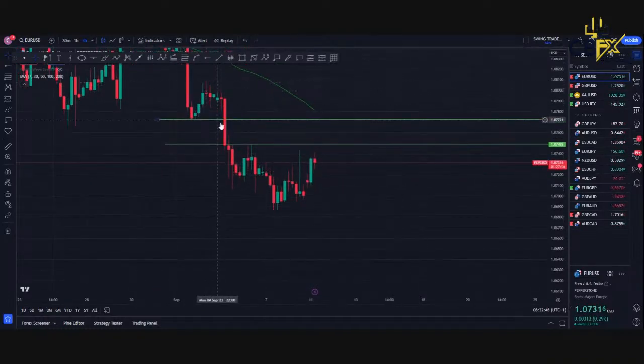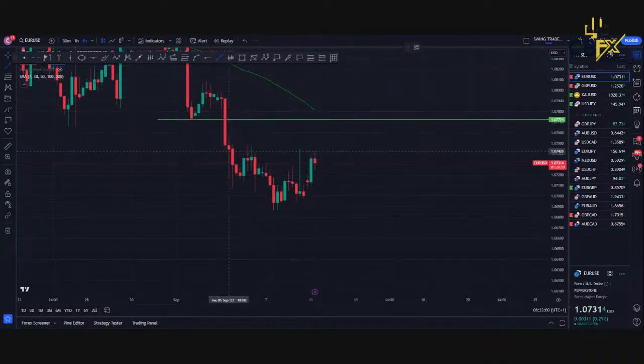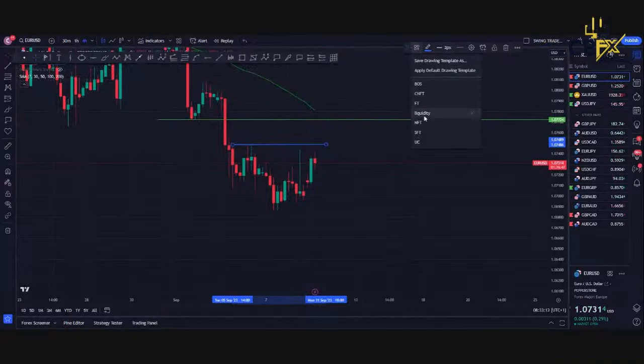So now we have a break, and we could expect a pullback into this zone because this will be liquidity. Let me mark this as liquidity so that you understand it. This whole zone is called liquidity. We're expecting price to take out this liquidity, because the market will eventually come there and smash the money out.